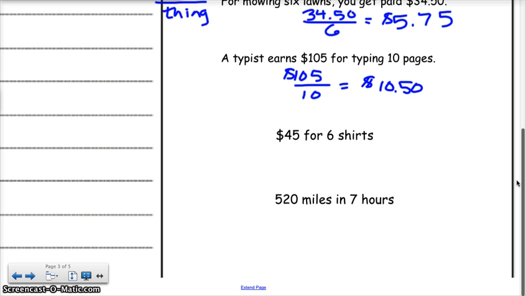$45 for 6 shirts. How much for 1 shirt? So 45 over 6. 7 even? No. $7.50. I don't really know that. Yeah, $7.50. It is $7.50. $7.50 for 1 shirt. That's great. That's a pretty good deal. That's a good deal.